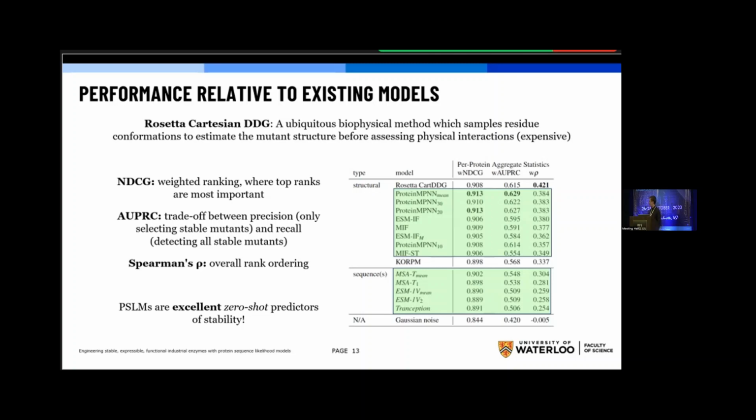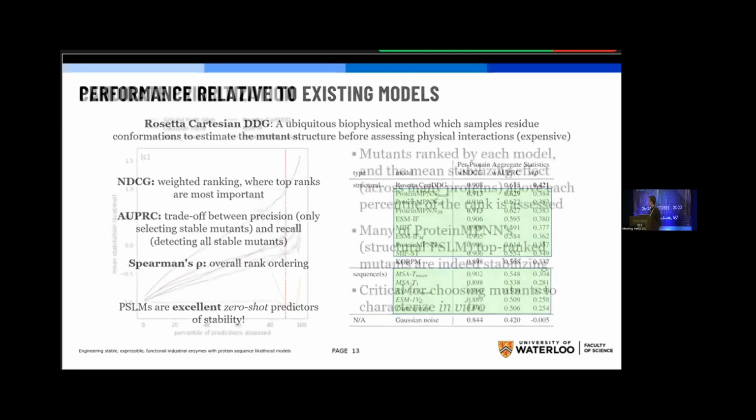So to briefly go over it, this NDCG is an estimate of its ability to prioritize stabilizing mutations within the top few predictions. I'll talk about that a bit more in a second. The AUPRC is the ability to compromise between detecting stabilizing mutations and not detecting destabilizing mutations. And finally, the weighted Spearman rho is just a ranking overall from least to best. How well does the model perform? And so we see that PSLMs are actually excellent zero-shot predictors of stability. Despite not learning this property intrinsically, they do still capture it just by natural viability.